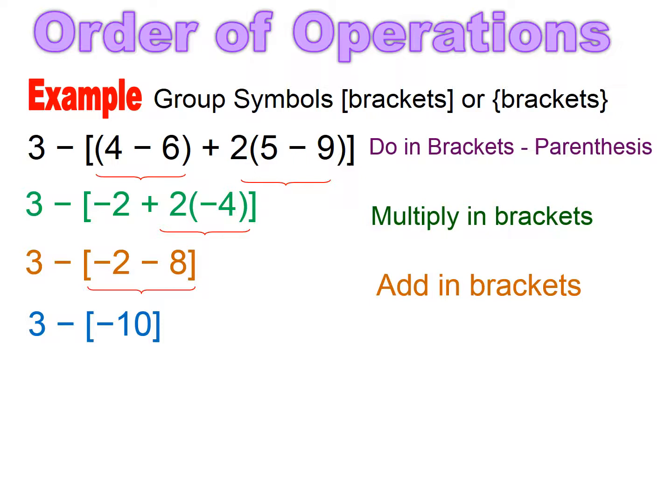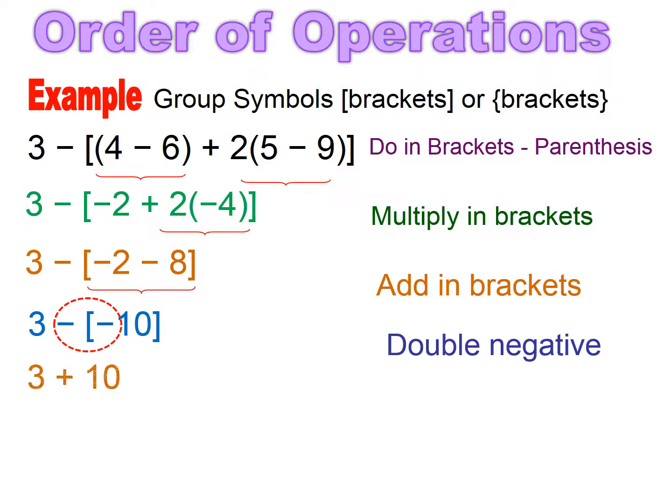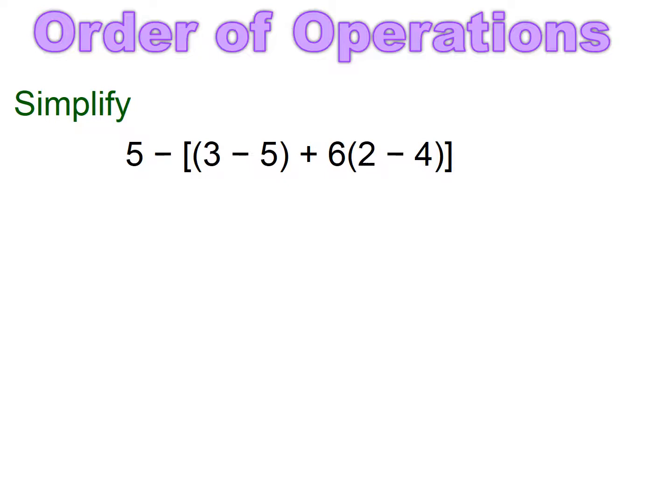Now I have it to be one number, but you have to be careful here because we have that double negative. And that double negative means that it's going to change to a plus, and now I can do the addition here. 3 plus 10 will end up being 13. So you want to take your time, you want to work inside the brackets, get the brackets to be one number first, and then you can do whatever's on the outside. Pause and try.